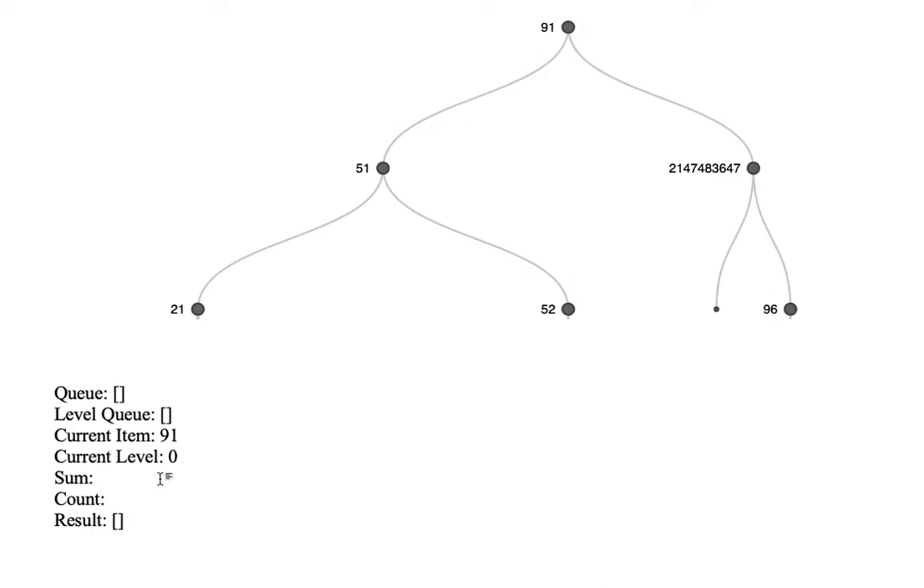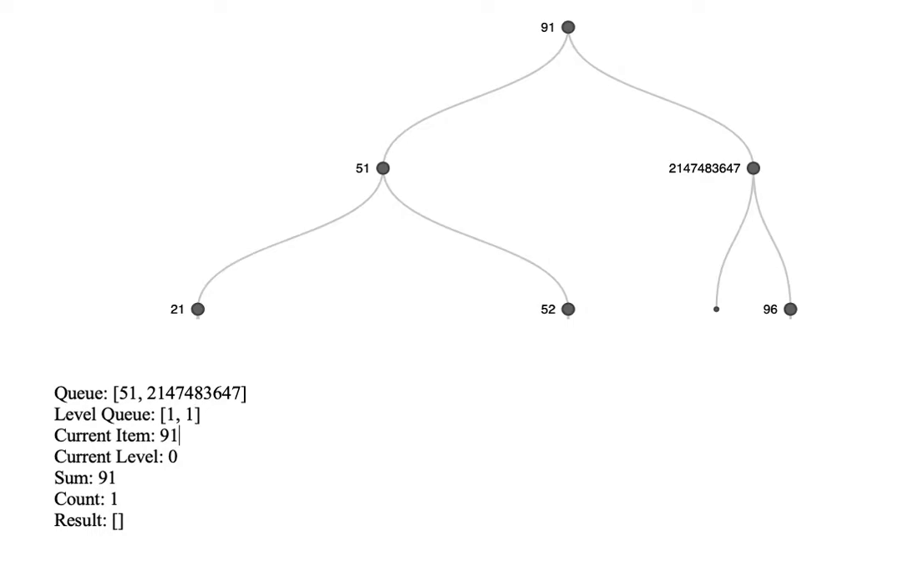Now since we are keeping track of the sum of the nodes in a level, right now we just have 91 at level 0, so we'll keep sum as 91, and the count is the number of nodes in a level. So at level 0 right now there is just one node, so we'll keep count as 1, and we'll enqueue the children of this current node. So we'll get 51 and the other number, which happens to be the integer max value, to be enqueued, and we'll also enqueue their levels. So both are at level 1.